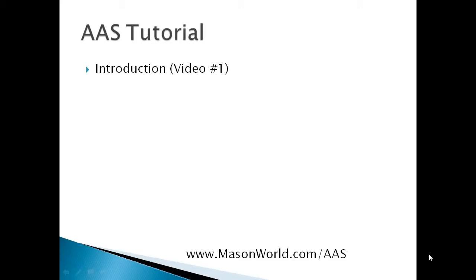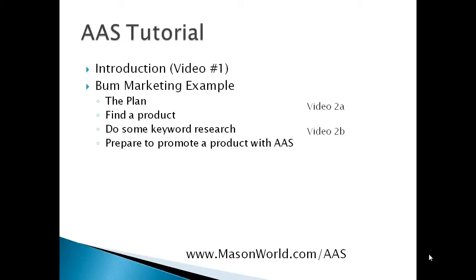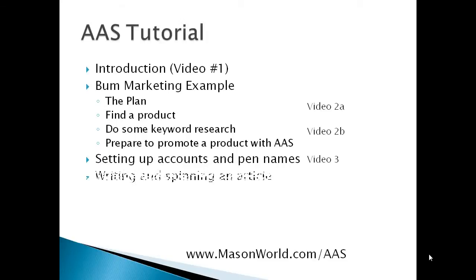You'll recall that in the first video we introduced the software and we envisioned an example, a bum marketing example we were going to do to demonstrate the software. In video 2A we talked about the plan for that bum marketing strategy and we found a product on colon cleansing. Then in video 2B we did the needed keyword research and we got ready to promote this product using Automatic Article Submitter. Now it's time to set up accounts at the article directories, and this is going to give us a chance to really use the software. That's what we'll be showing here in video 3.